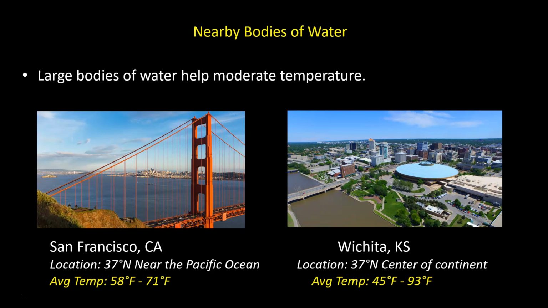Take, for example, San Francisco, California, and Wichita, Kansas. Both are located at 37 degrees north, but San Francisco sits next to the Pacific Ocean, while Wichita lies in the center of the continent. The Pacific Ocean moderates the temperature of San Francisco. The average high temperature ranges from 58 degrees in January to 71 degrees in September. Wichita, however, in the center of the continent, is not moderated by the influence of a large body of water. The high temperature ranges from 45 degrees in January to 95 degrees in July.